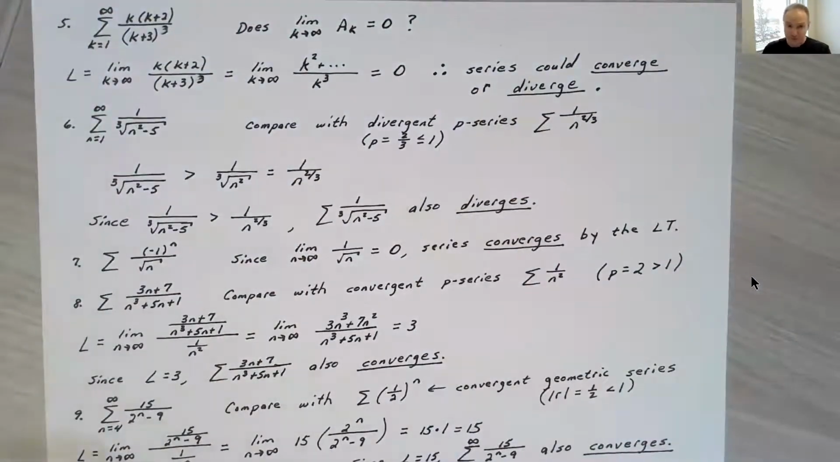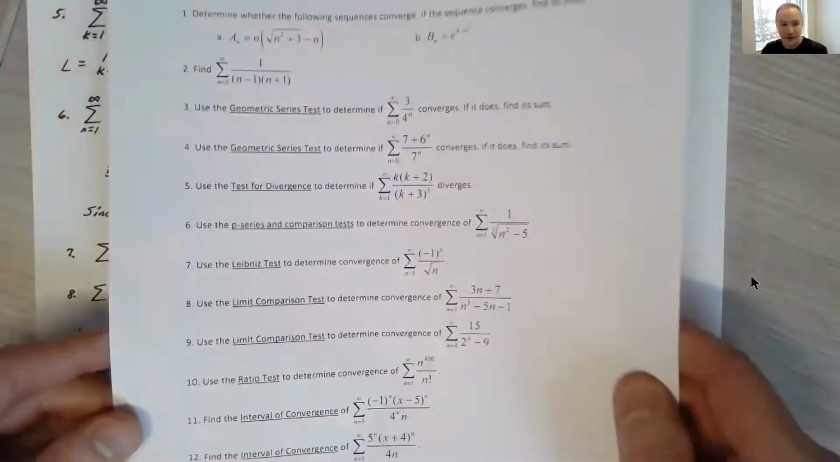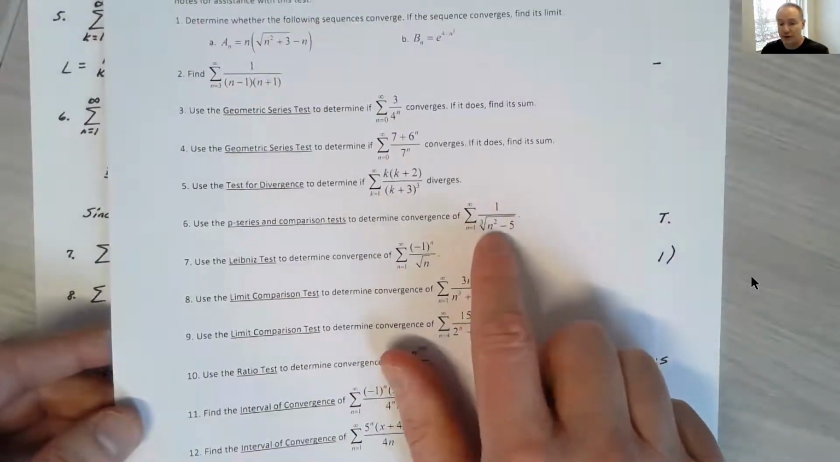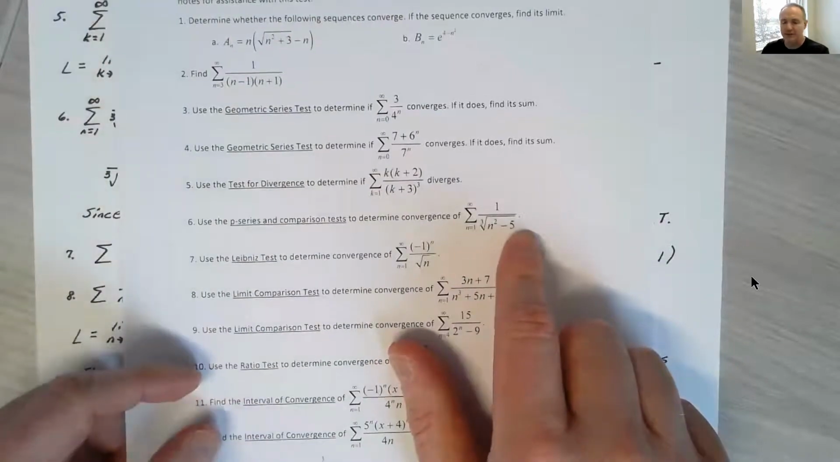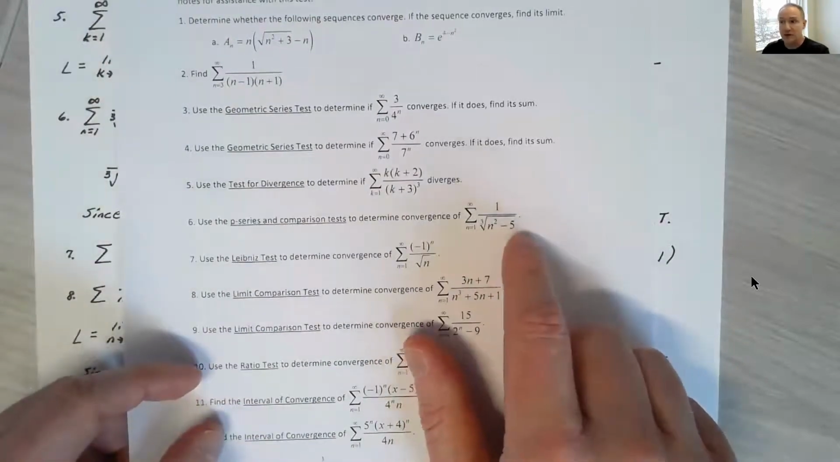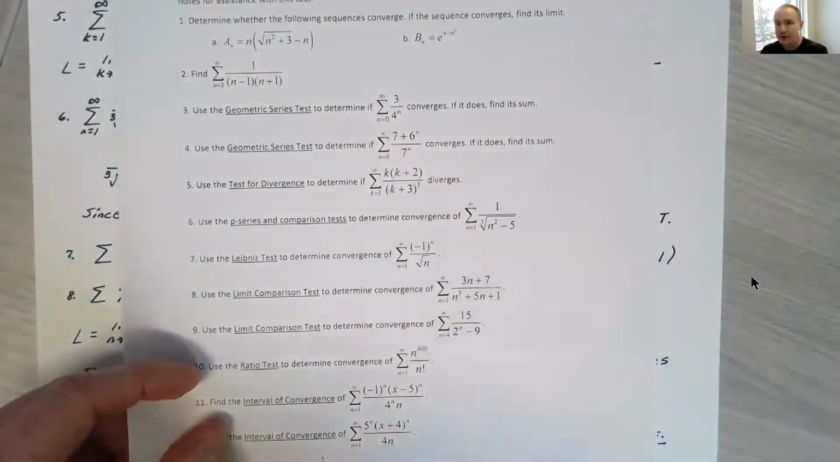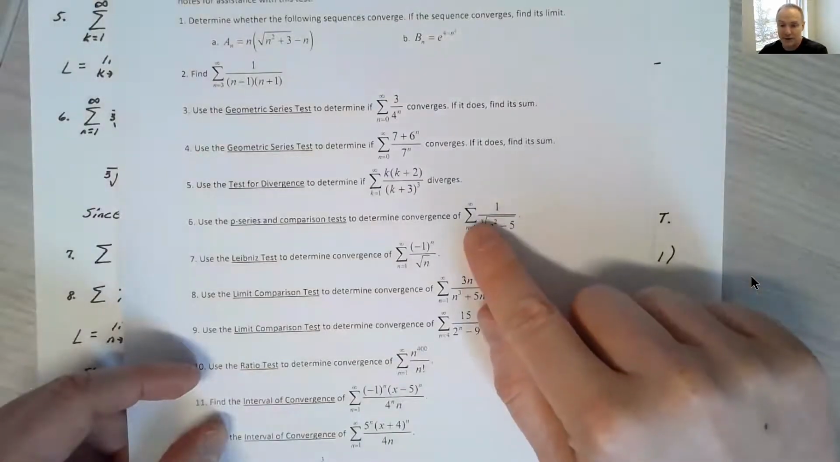Number 6, we're supposed to use the comparison and p-series to determine the convergence of 1 over the cube root of n squared minus 5. So I'm thinking, okay, comparison and p-series. A p-series is just 1 over n to a power, where the p-series power is always the degree difference between the numerator and denominator. So before I even do this problem, I'm thinking, the power on n in that denominator is essentially n to the 2 over 3 power.